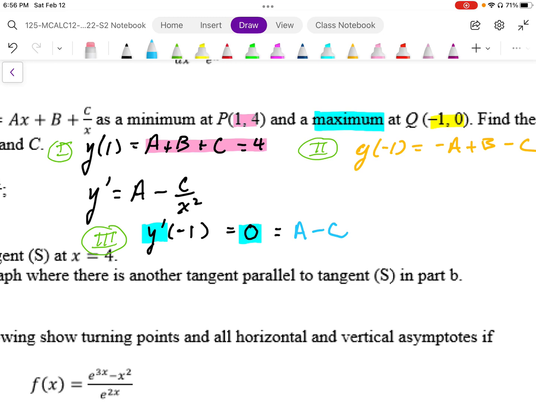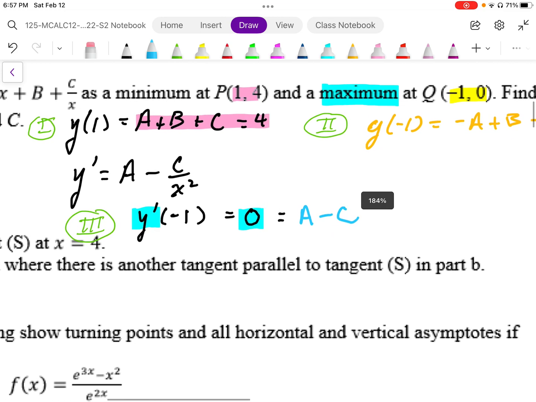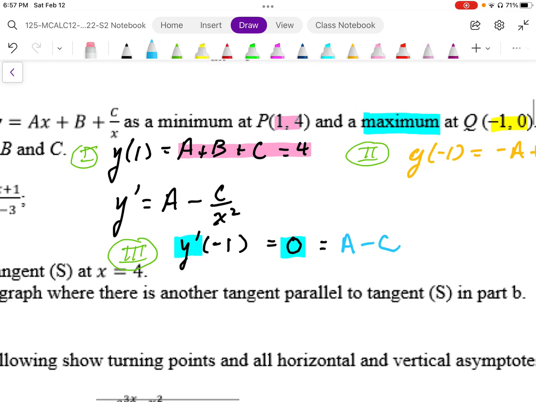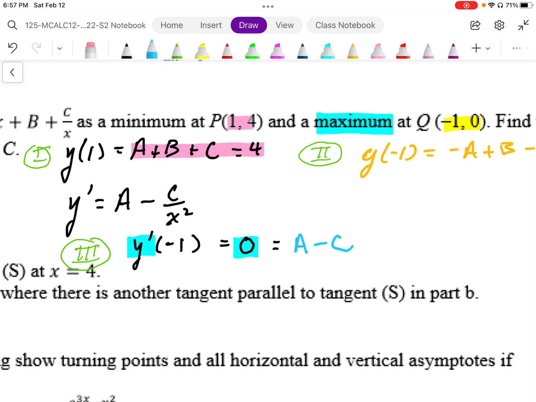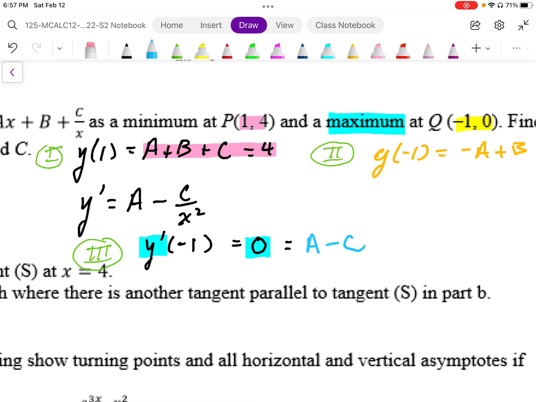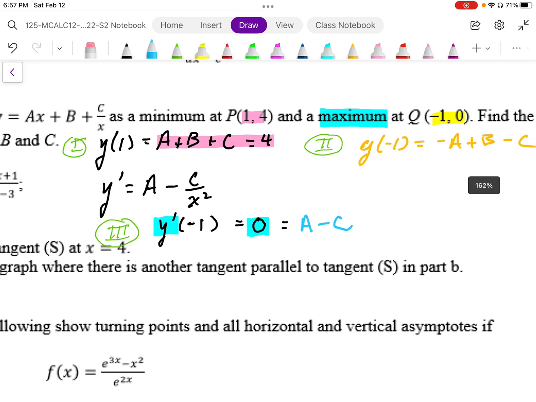So in this case, we're going to first of all differentiate, because with the max or min, we can make the derivative equal to 0. That's going to give us our third relationship to come up with a third equation. So our derivative is going to be a - c/x² when we differentiate the c/x. And then using the maximum, we're going to plug in -1 for x and make it equal to 0. When we plug in -1 for x into the y prime equation, we get a - c = 0. So there's our 3 equations.